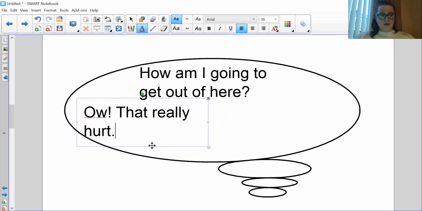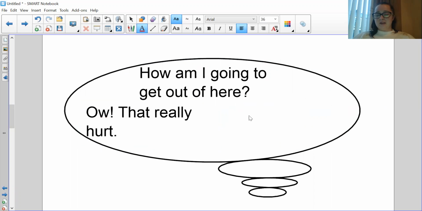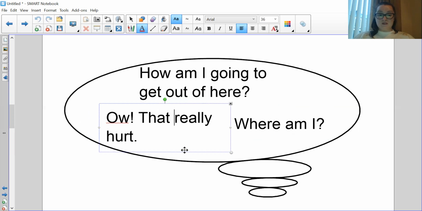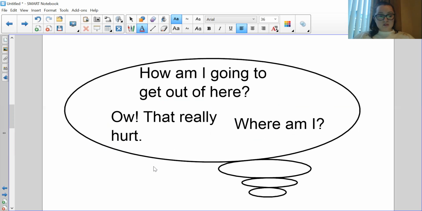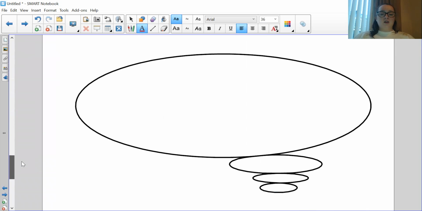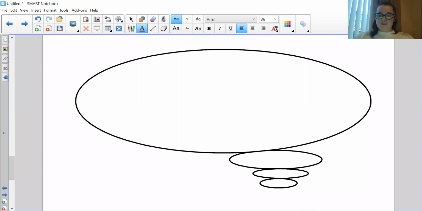So switch this one over here. What else could he be thinking? Where am I? Okay, so there's 3 different thoughts in there. You might be able to squeeze a few more in than what I've been able to. So let's go all the way down to our next part. There we go. Let's have a look at our 3rd section now in the story.